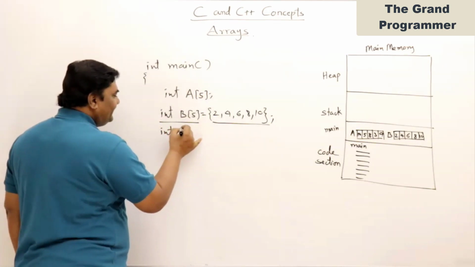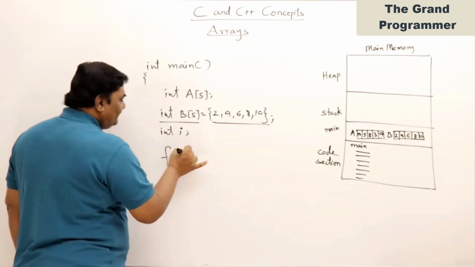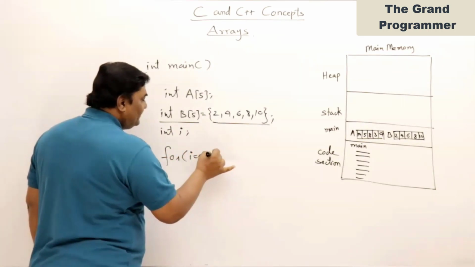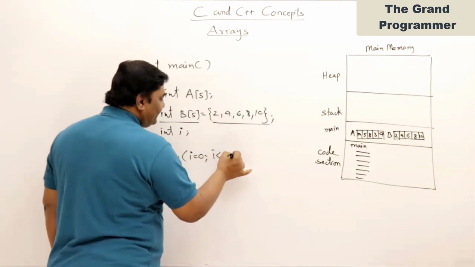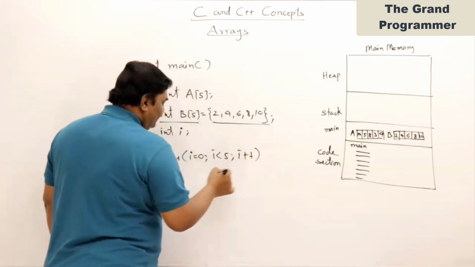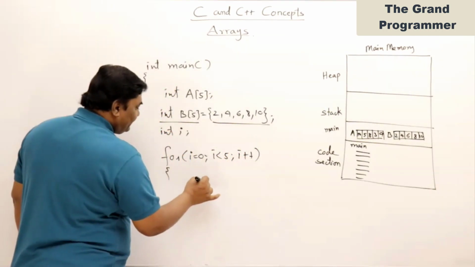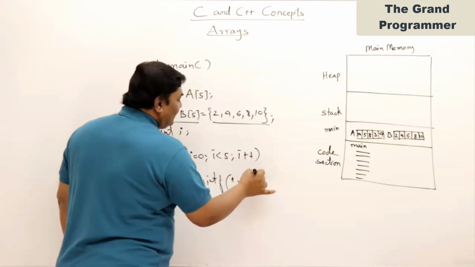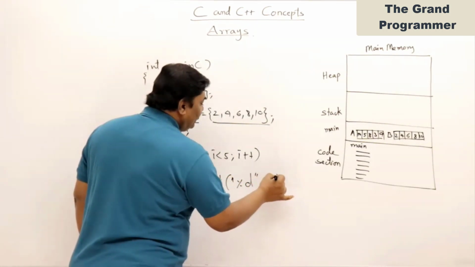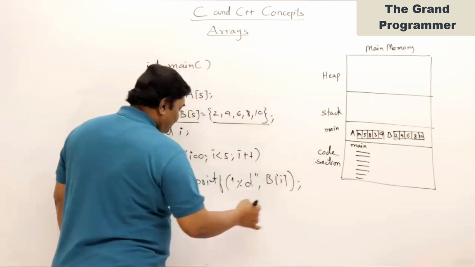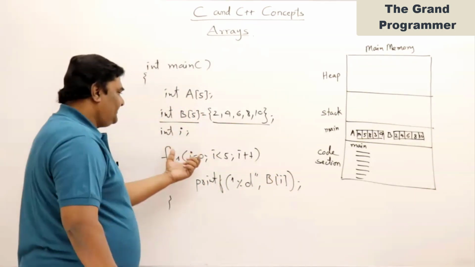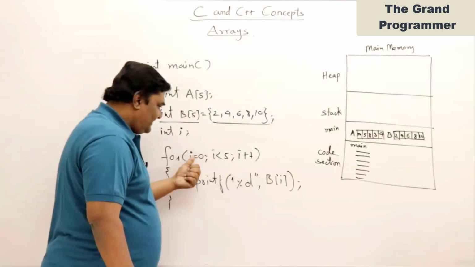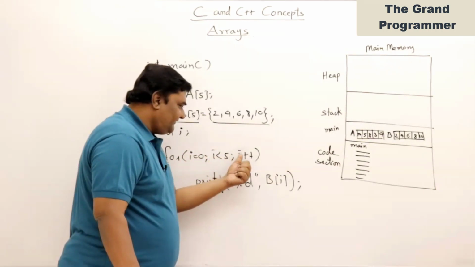So for that I will take one variable i, and using a for loop: for integer i assigned 0, i less than 5, since 5 elements are there, i plus plus. Then using printf I can print it. So printf %d, b of i. Here you must be familiar with the for loop.